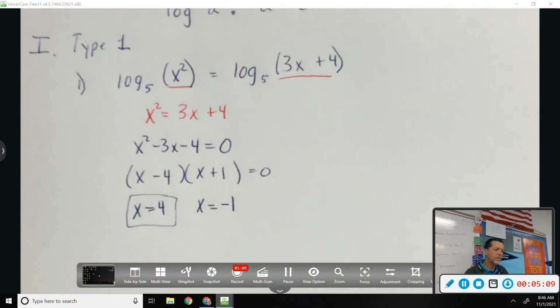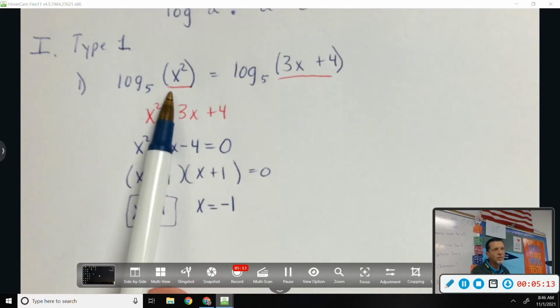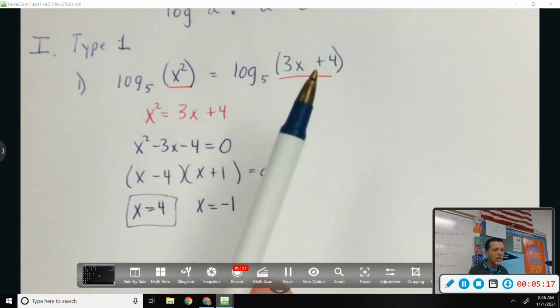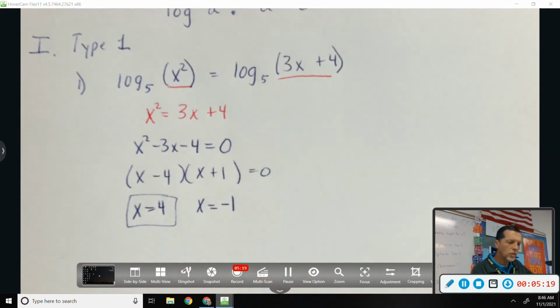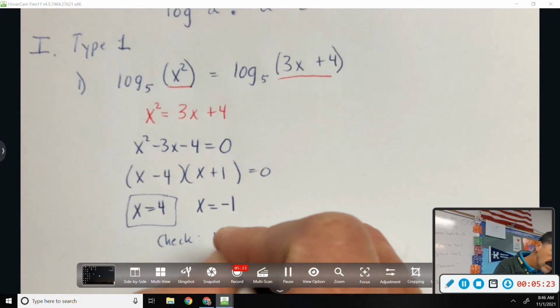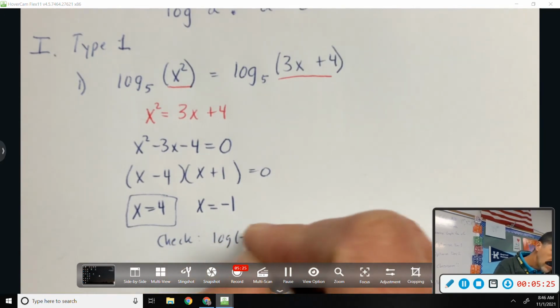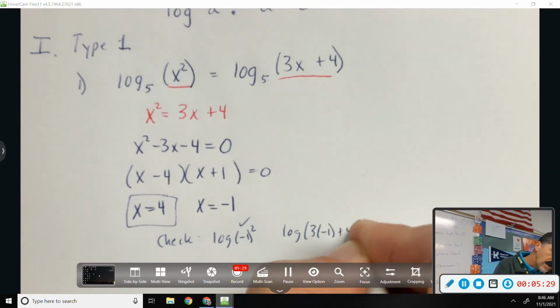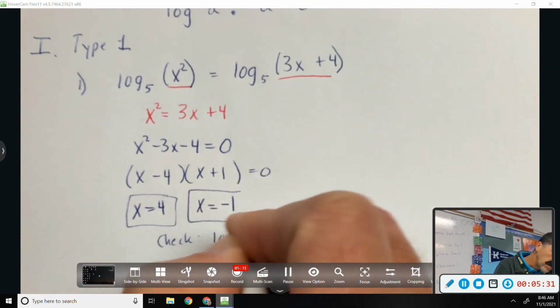What about x equals negative 1? Plug it in and see what happens. If I square negative 1, I'm good there. 3 times negative 1 plus 4? That'd be 1. So we're good on that side. We're good on this side, so both of them work.